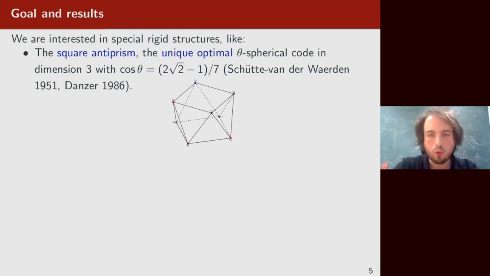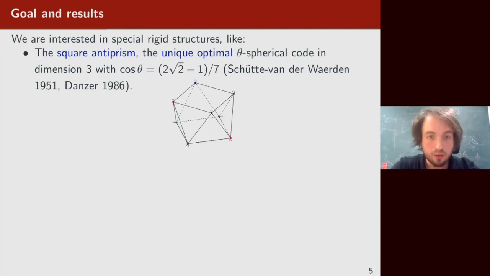So one example for this is the square antiprism in dimension 3, which was known to be the unique optimal theta spherical code for this value of theta that I give you here in dimension 3. And so this is known to be optimal and unique. And the proofs of these are completely geometric. Like, I mean, you look at all the possible configurations, the angles, this is really purely geometric, the proof. Okay, so this is well known.